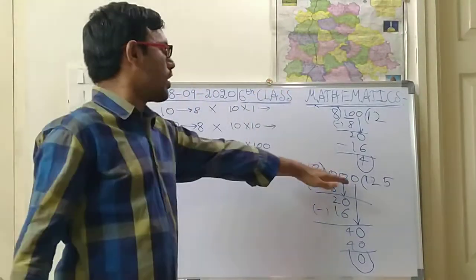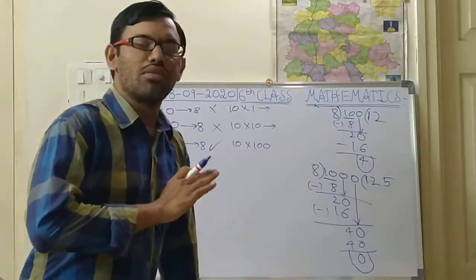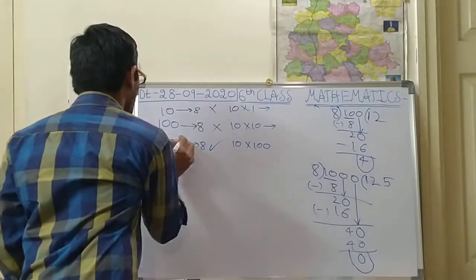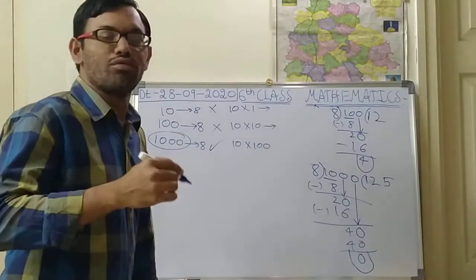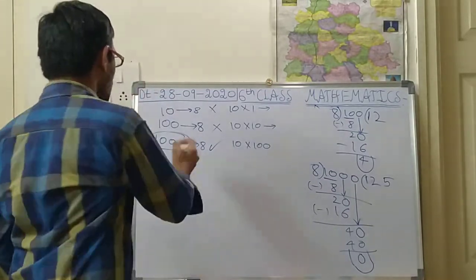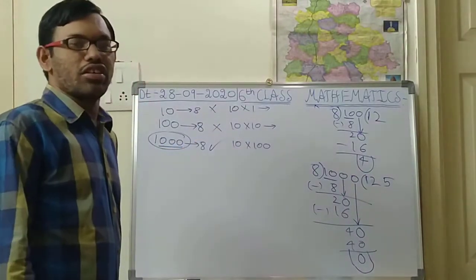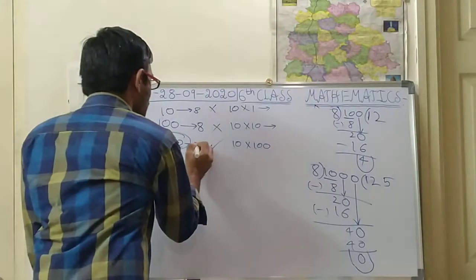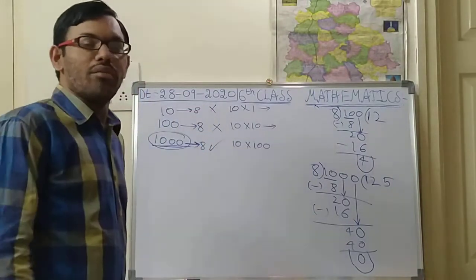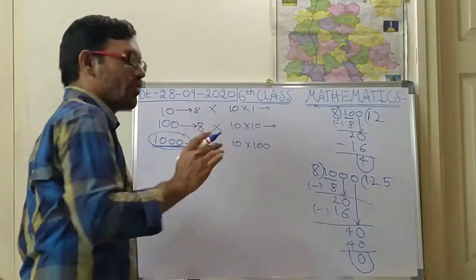So all the multiples of 1000 will be divisible by 8. That means from 1000 onwards you are supposed to identify the divisibility of 8. For 1000, how many zeros are there? The last 3 zeros. So whatever the number is, if a number has 4 digits, then that number will be divisible.